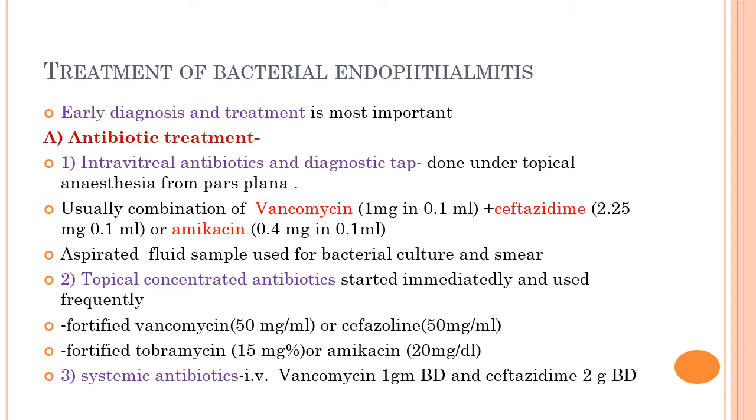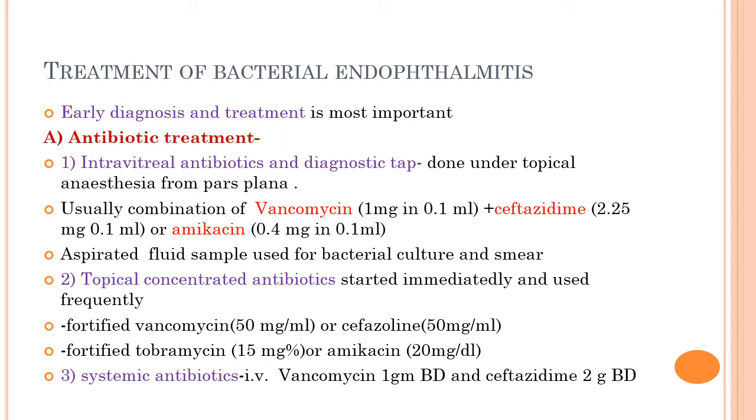Next, what is the treatment for this endophthalmitis? Early diagnosis and treatment are very important, because you may lose the eye if treatment is not given in time. So, intravitreal antibiotics are given, followed by a diagnostic tap. Ideally you have to cover both gram negative and gram positive organisms. So you use vancomycin and ceftazidime, or sometimes amikacin, in a very minimal dose, around 0.1 ml. You take it in a tuberculin syringe and inject it directly into the vitreous.